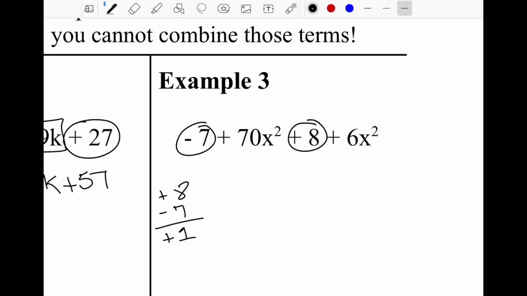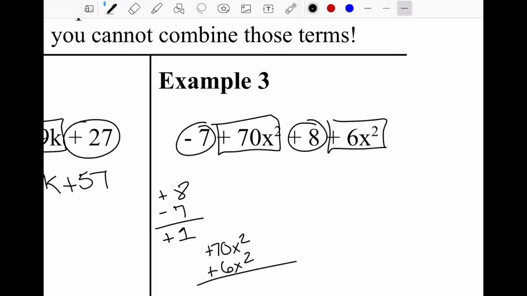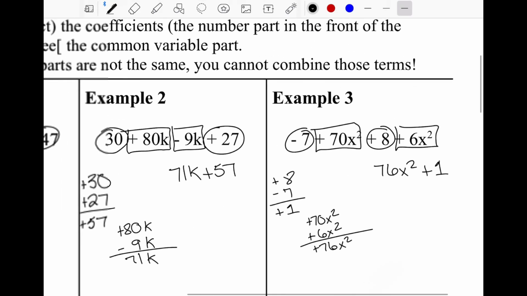Then I look to see if I have anything else in common, like that positive 70x squared. That has an x squared, so I'm looking for something else that has an x squared, which is the positive 6x squared in the back. So I can combine those. That's going to give me a positive 70x squared plus 6x squared. Same signs combined, that's going to give me 76x squared, and that's positive. So I'm going to write my expression as 76x squared, putting my variable first with my coefficient. My constant goes behind it, positive 1. So that's how we combine like terms.